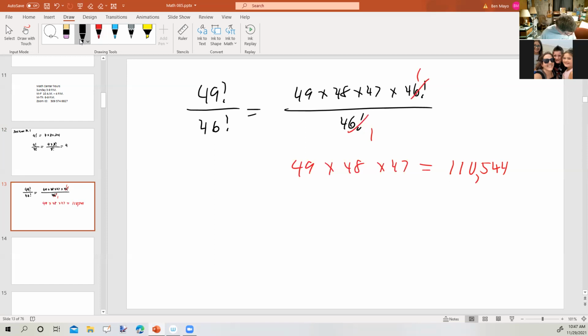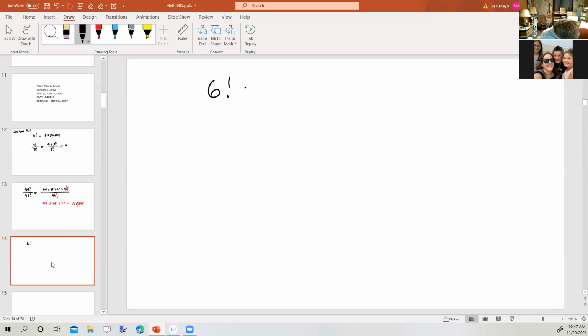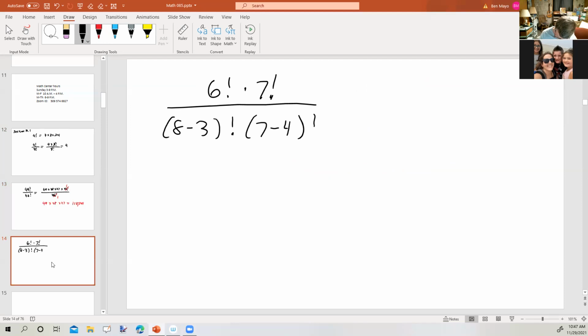Okay, let's take a look at another one. Here we have 6 factorial times 7 factorial all over 8 minus 3 factorial times 7 minus 4 factorial. So the first thing I'm going to do is simplify inside the parentheses. 8 minus 3 is 5 factorial. 7 minus 4 is 3 factorial. So now I've got this situation.